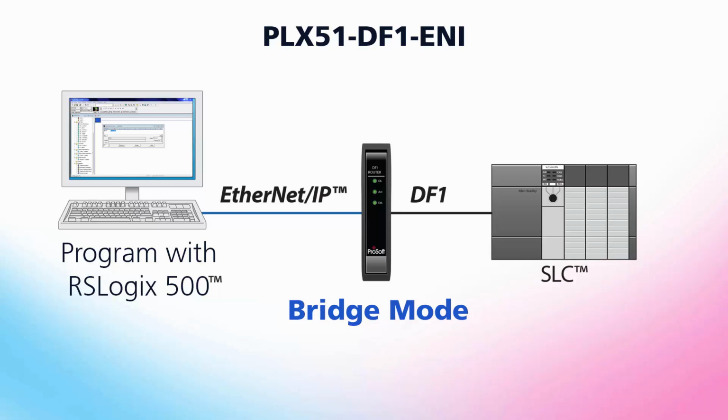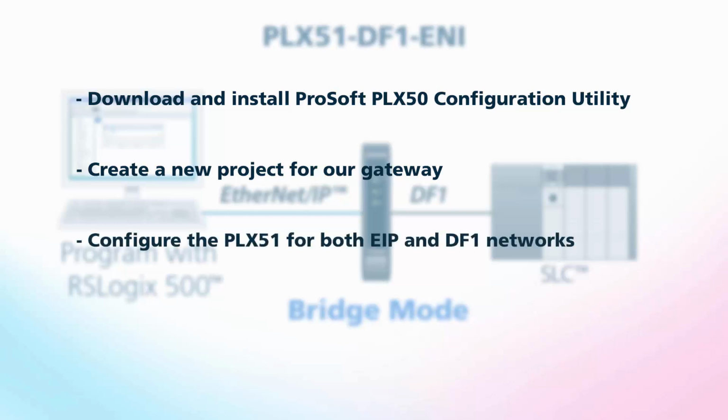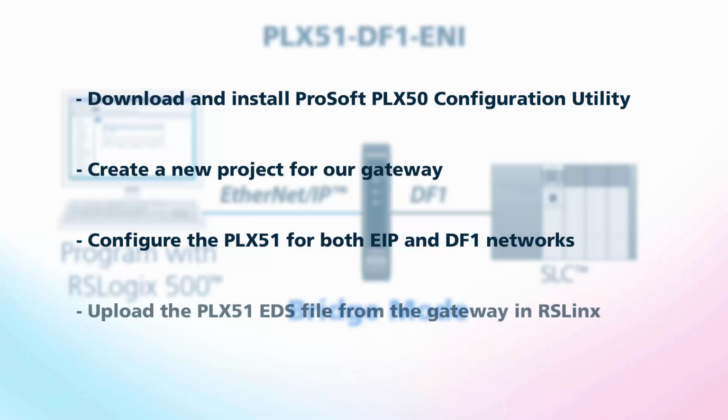To do this, we'll go through the first-time setup and configuration for the PLX51 DF1 ENI router in bridge mode. This mode is specific only to the DF1 router version of the gateway. We have other videos that cover the configuration for other modes available on the DF1 messenger as well as the DF1 router. So we'll be covering downloading and installing Prosoft PLX50 configuration utility software, creating a new project for our gateway, configuring the PLX51 for both the EIP and DF1 networks, and uploading the PLX51 EDS file from the gateway in RSLinx. Let's begin.